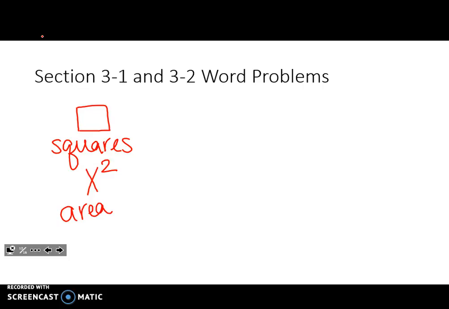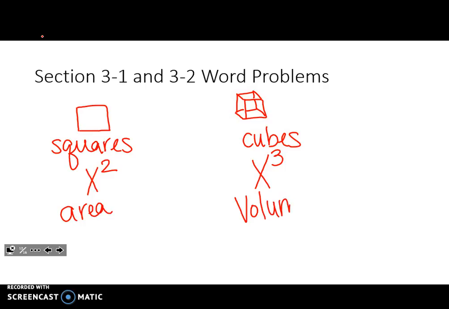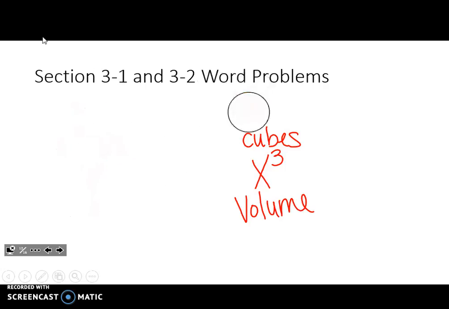If it is a cubed problem, the shape that they'll be talking about are cubes. Okay? And they will give you the volume. Volume with cubes, area with squares. So let's look at a couple.